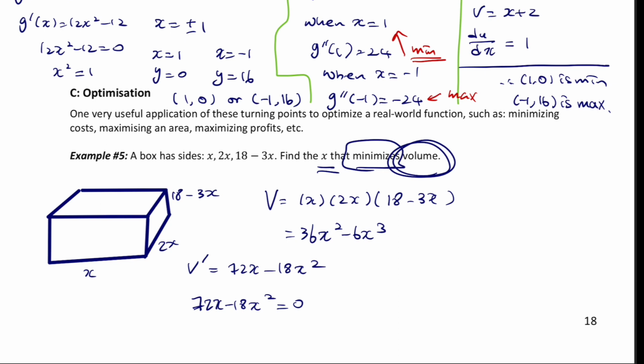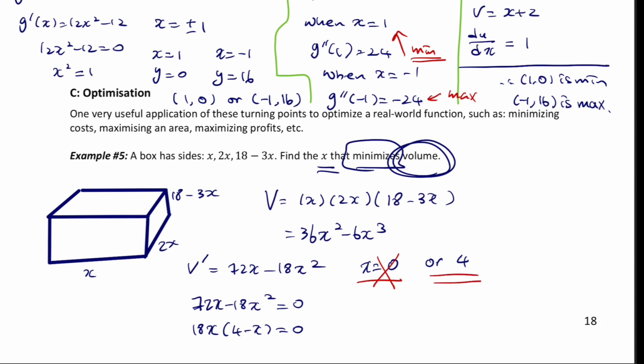Then we need to solve for the x. So this becomes 18x times (4 minus x) equals 0, which means the x value is either 0 or 4, right? However, we know right away that x cannot be equal to 0. As such, there is no such thing as 0 side lengths, right? So only 4 is your coordinate.